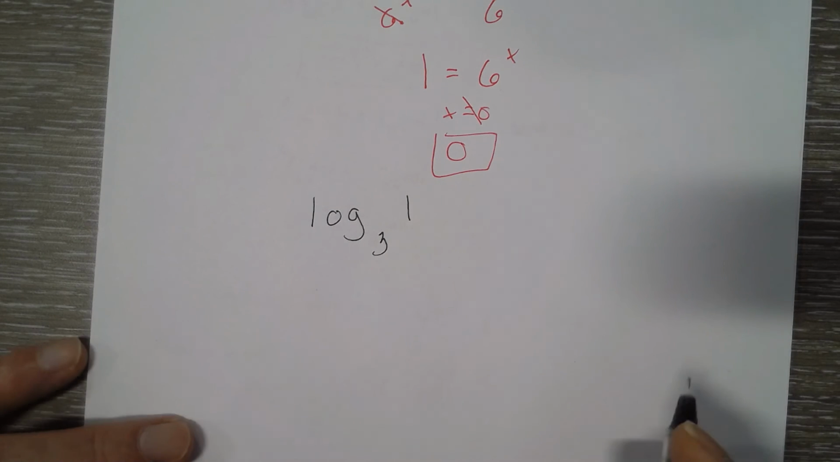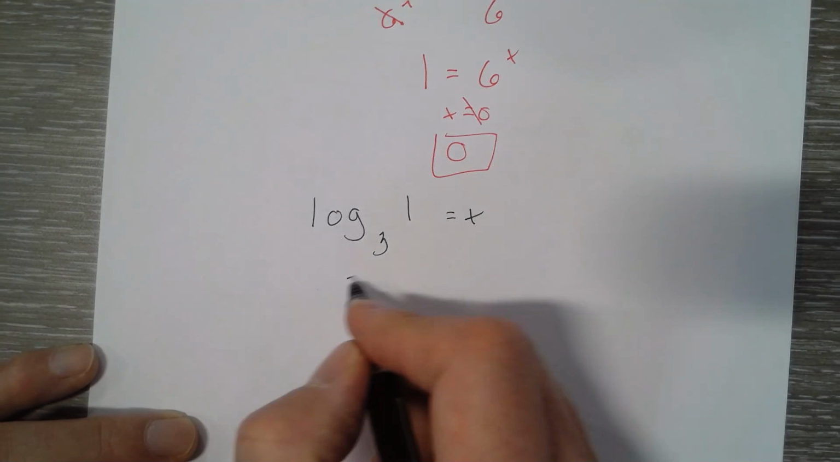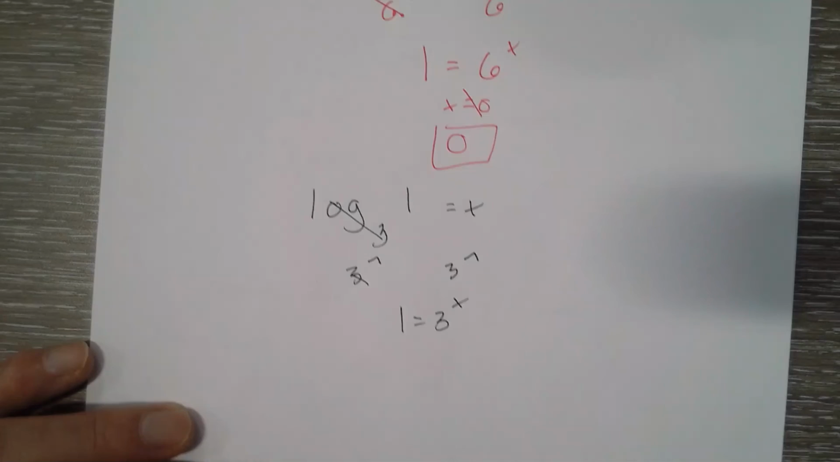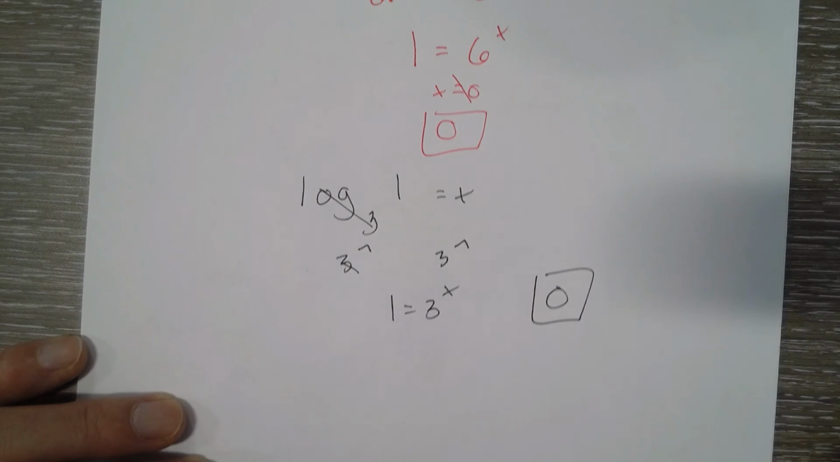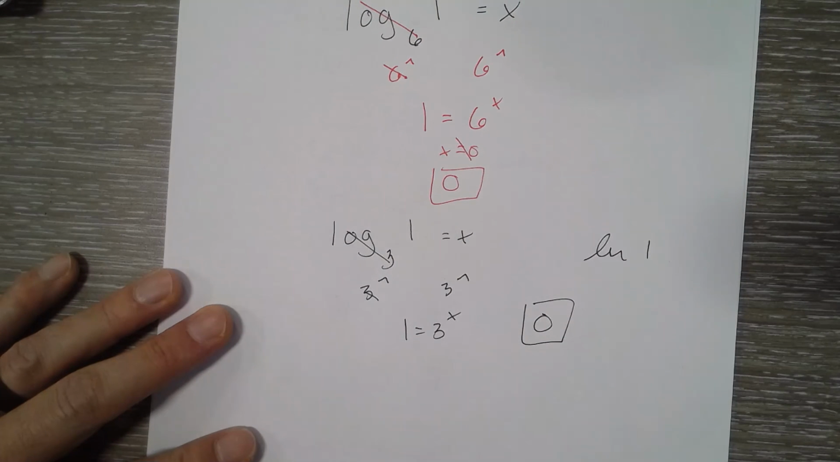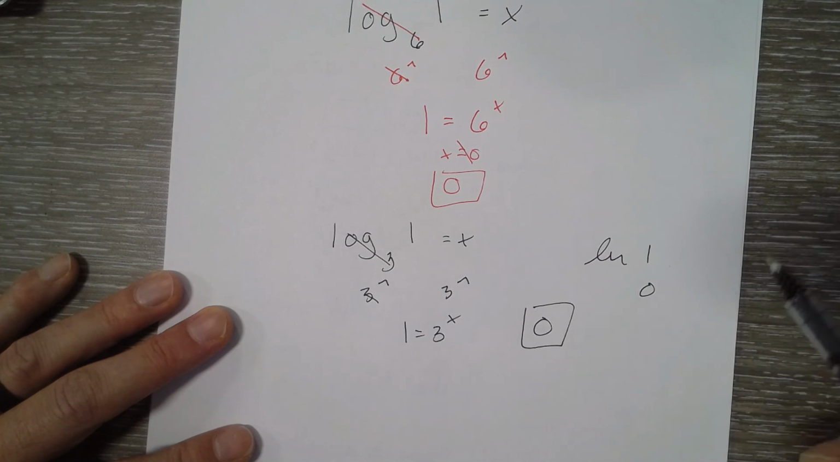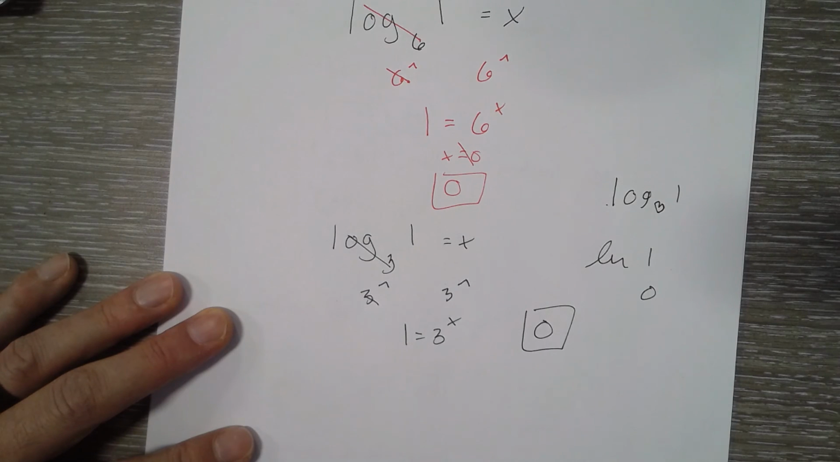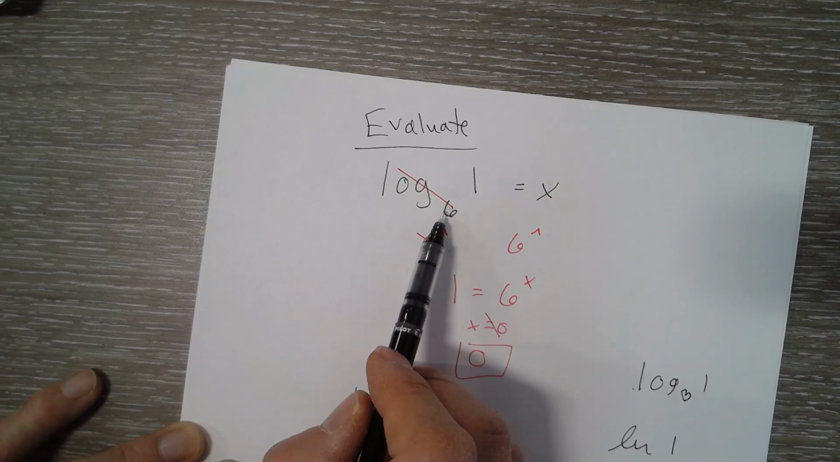All right, so if we set it equal to x, we do 3 to the power. We have 1 equals 3 to the x. 3 to what power is 1? 0. So what about the natural log of 1? What's that going to be? Zero. What about the log base e of 1? What's that equal to? So any log of 1 will always be 0. The log of 1 is always going to be 0.